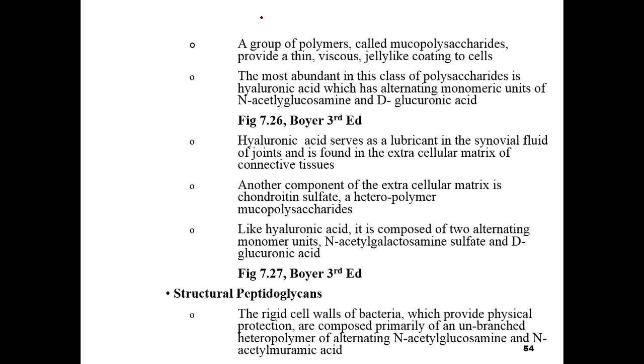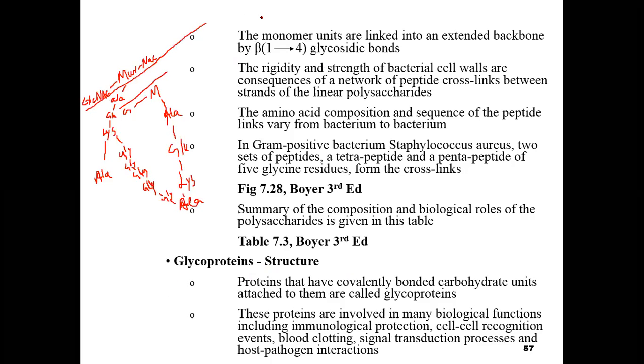unbranched heteropolymer of alternating N-acetylglucosamine and N-acetylmuramic acid. This is the heteropolymer. The monomeric subunits are linked into an extended backbone. This is very important to know.